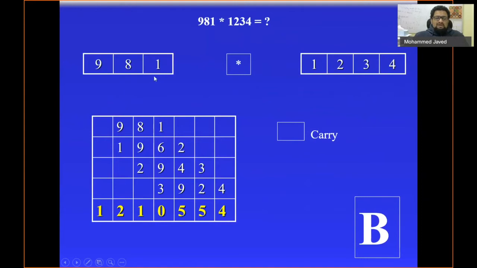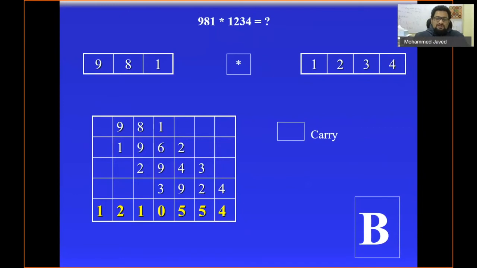Can I give 981 into 1 to one student, 981 into 2 to the second student, 981 into 3 to the third student, and 981 into 4 to the fourth student? I will give the individual multiplication and tell them, please give me the answer. My job will be to remember that I have given this particular digit, 981 into 1, to the first student. So I would keep my structure ready, and as soon as I get the answer, I will put it inside the table, and then I will add it.